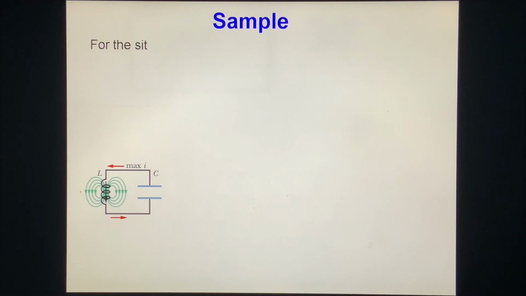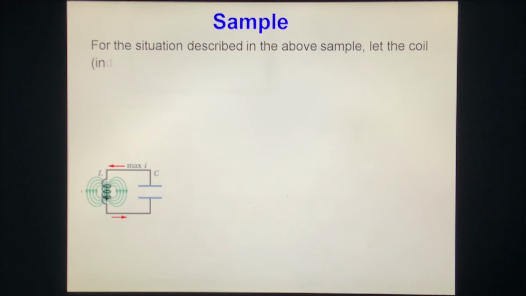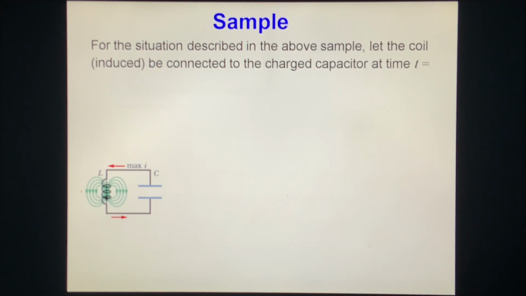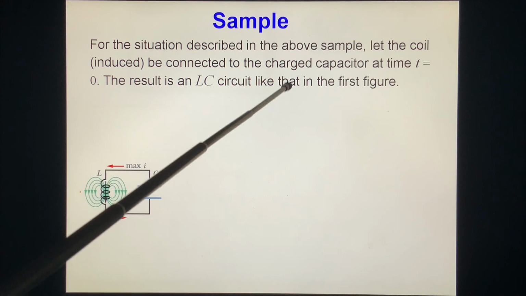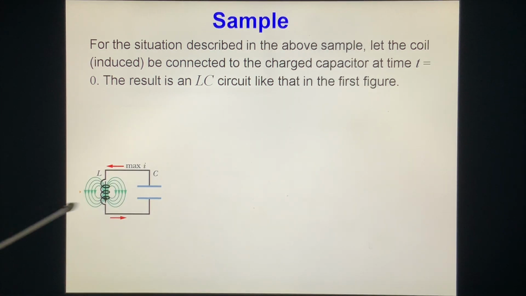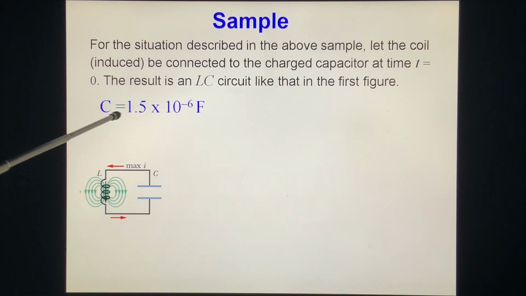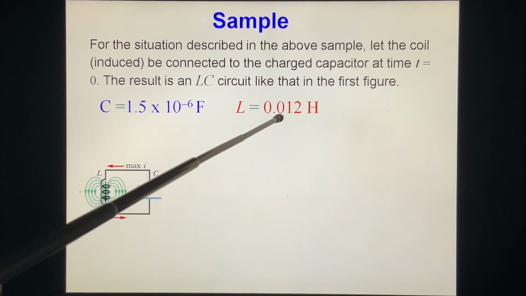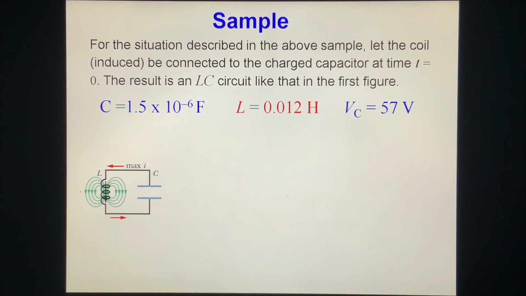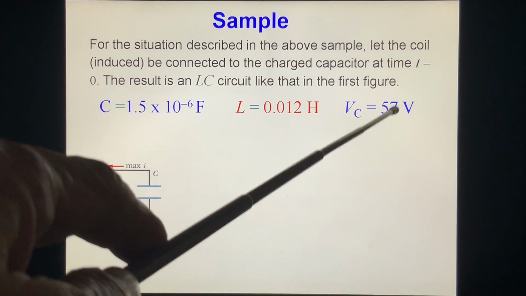Sample. For the situation described in the above sample, let the coil inductor be connected to the charged capacitor at time t equal to 0. The result is an LC circuit like that in the first figure. C is given as 1.5 microfarad, L is given as 0.012 henry, and at the beginning VC is 57 volts.